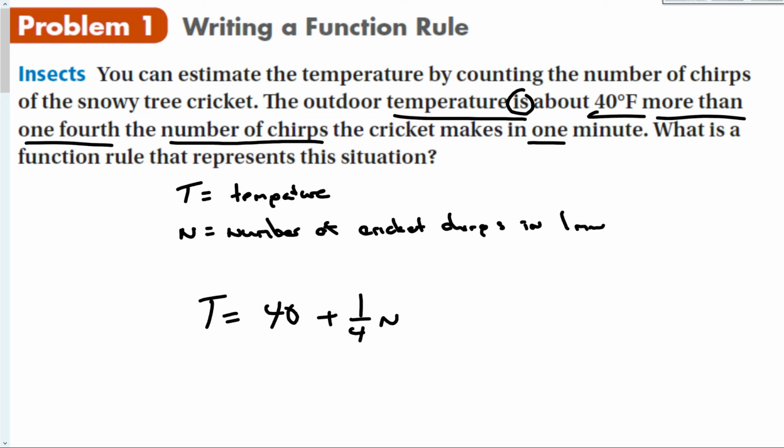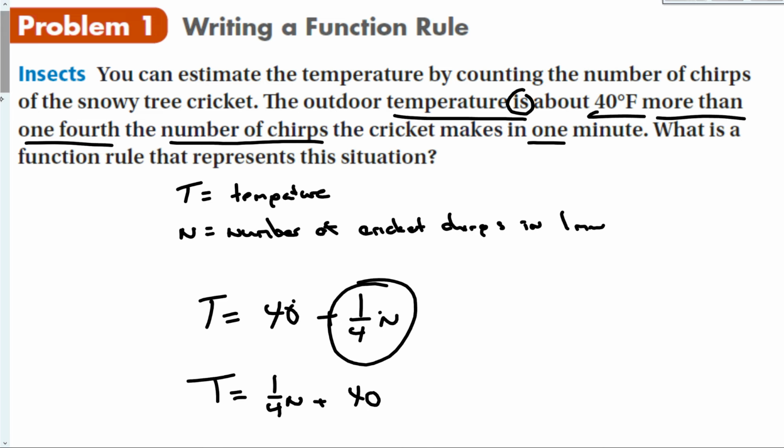Does it fit with what this is saying? The temperature is 40 degrees more than this. So we're going to start there and we're going to add 40 to it. Okay. So we could also have written this function rule like this, and add 40 degrees to it. Either way, it doesn't matter, as addition is commutative, so we can do that either way we want.